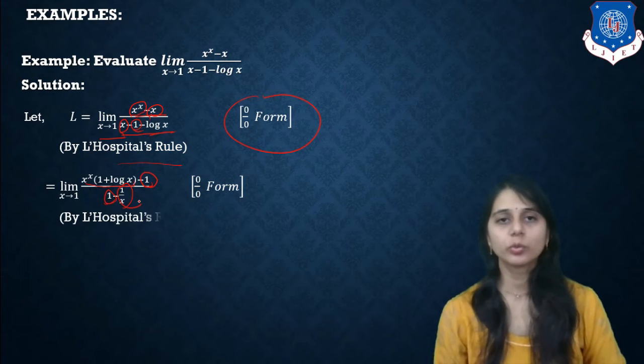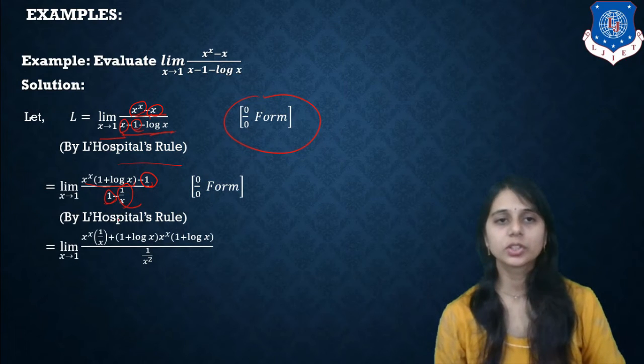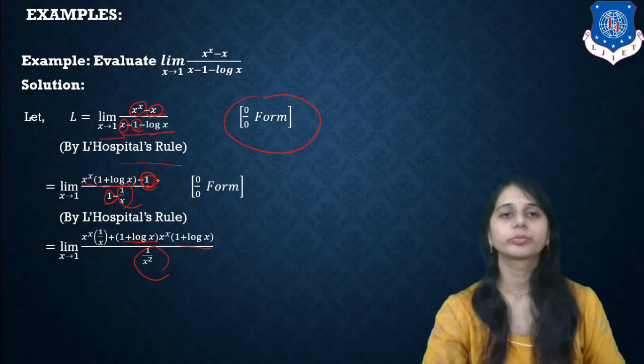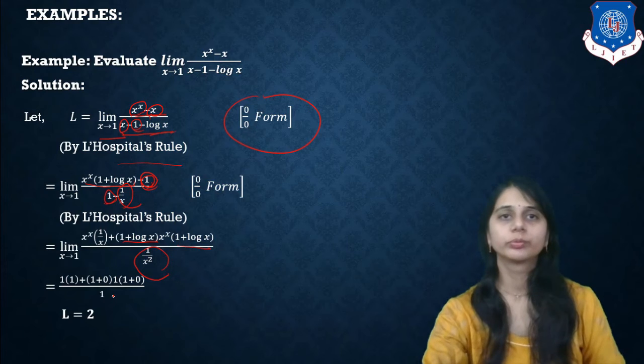Again we put x equal to 1. We are getting 0 by 0 form. Again we are taking differentiation, using the multiplication rule of differentiation. x raised to x is kept, differentiation of 1 plus log x is 1 by x, and 1 plus log x as it is. Differentiation of x raised to x is x raised to x into 1 plus log x, upon 1 by x square, and 1 is 0. Putting x equal to 1, we get L equal to 2.